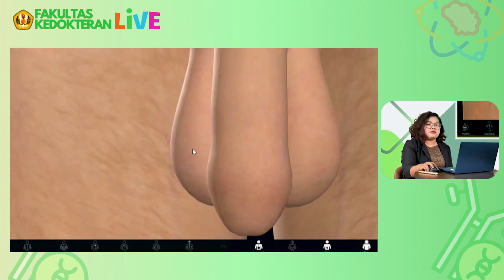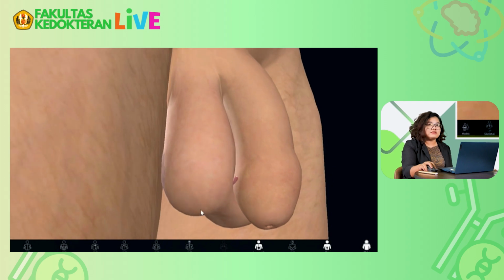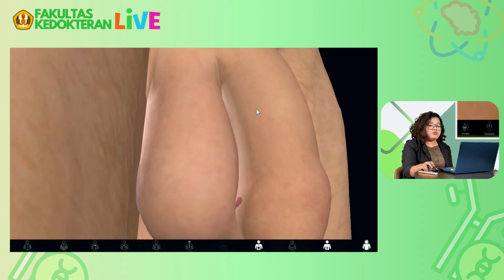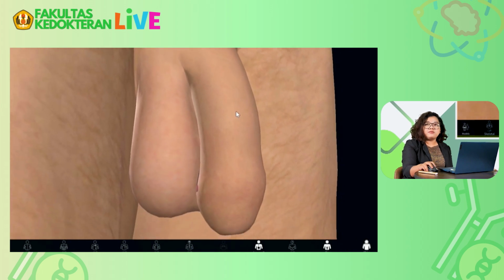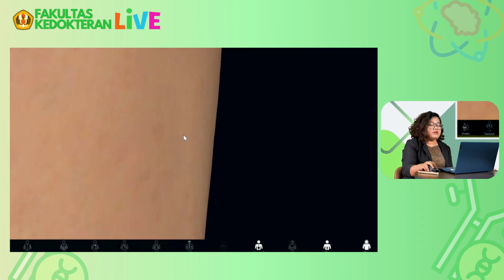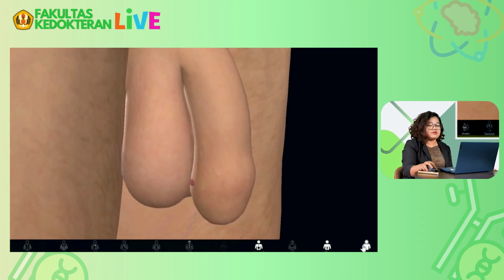Now we will see here the penis itself. This is the main male copulatory organ. It's in the flaccid state, but to be copulatory it needs to be erect, so it has the erectile tissue. So we see here the root of the penis. Wait, I need to take off the skin first.